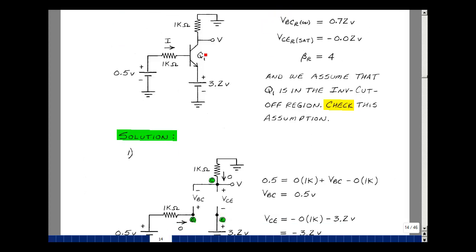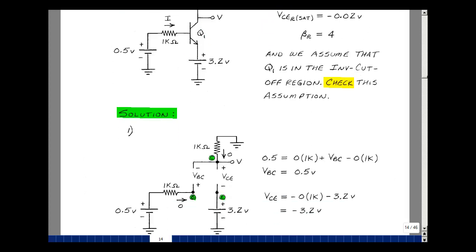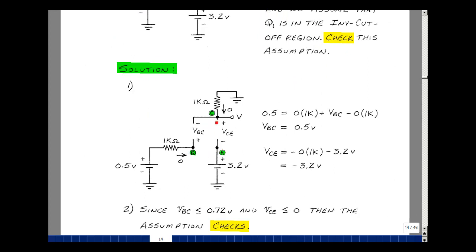Our first step is to replace the transistor by its model, which is just open circuits between the three terminals. Then we're going to label the base-collector voltage and the collector-emitter voltage, and label the currents as being 0. So I can go around the loop here and solve for the base-collector voltage. The rise in voltage is a half. The drop is 0 times 1K plus the base-collector voltage. And then the voltage in this direction, because of the current, would be a minus 0 times 1K. The base-collector voltage is equal to half a volt.